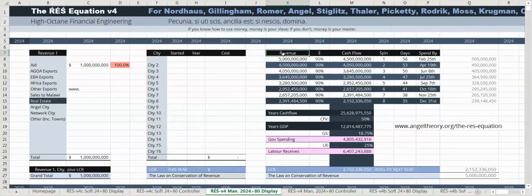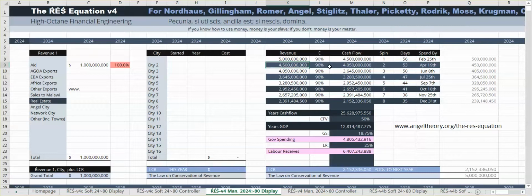Okay, very quickly then, revenue. RES is revenue times efficiency times spin. Revenue: if we say we had investment and other of 5 billion in 2024, January the 1st, and if that was all spent by February the 25th, but 90% of it was spent on two companies in the same network, that would see a 4.5 billion figure available to spend again after that date, so 26th of February.